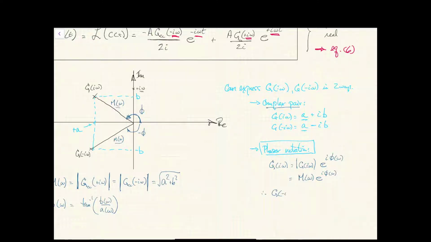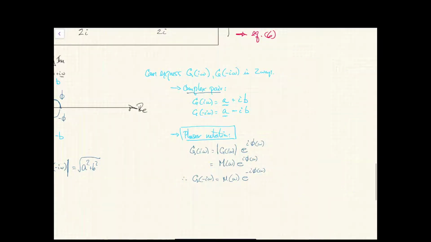And so g at minus I omega is going to be a phasor of the exact same magnitude times e to the minus I at that same phase angle, negative phase angle. All right. So these two representations here, let's give them some equation numbers as well, because we're going to be using equation 7 and equation 8.